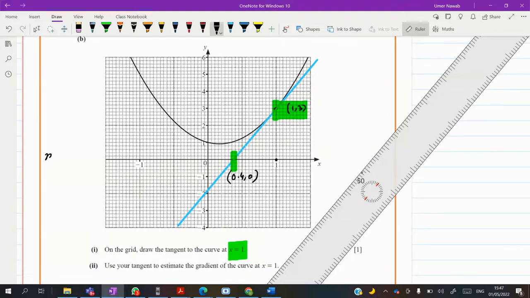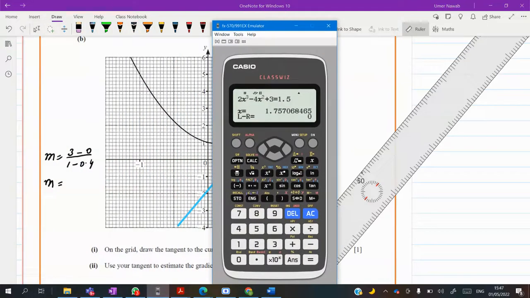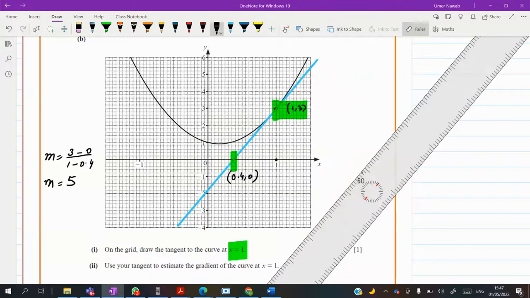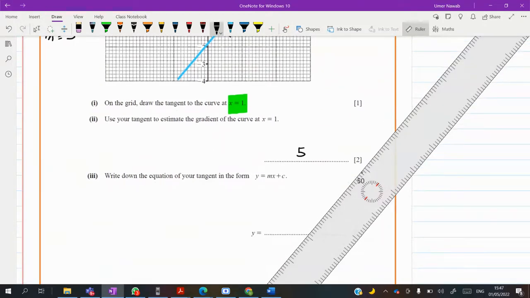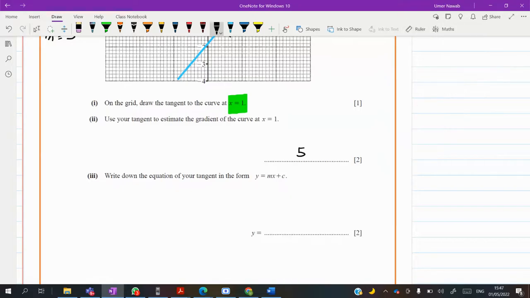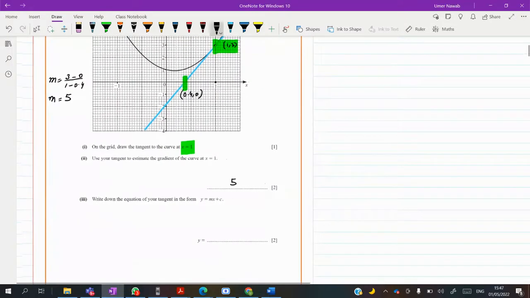Now can I find the gradient? The formula for the gradient is y2 minus y1, 3 minus 0, over x2 minus x1, 1 minus 0.4. So check what is the answer we are getting. 3 minus 0 over 1 minus 0.4 gives us 5. So the gradient is 5.